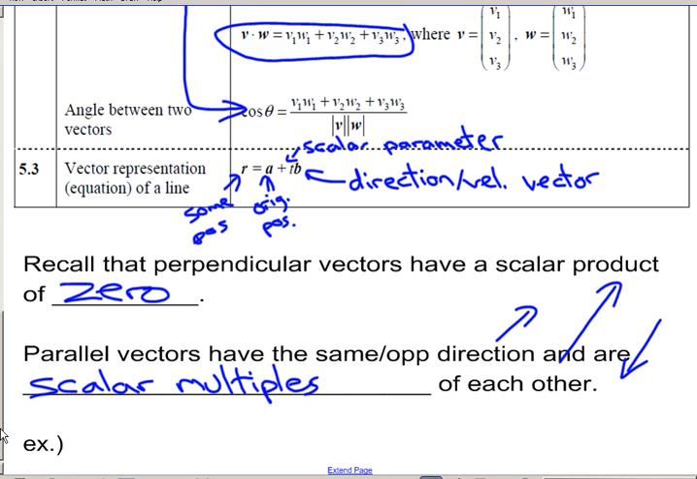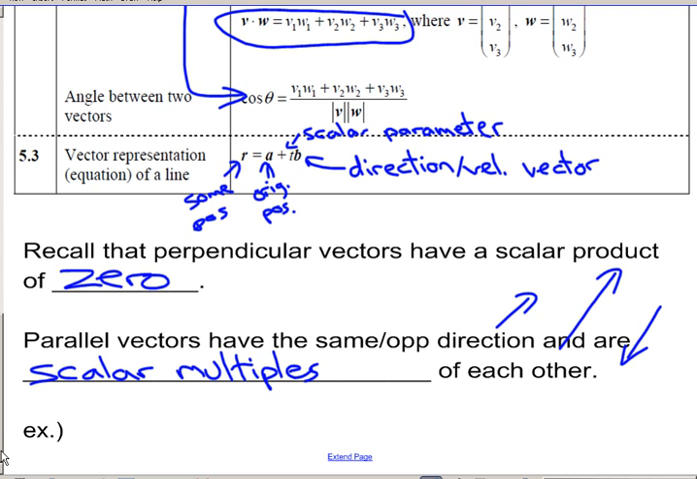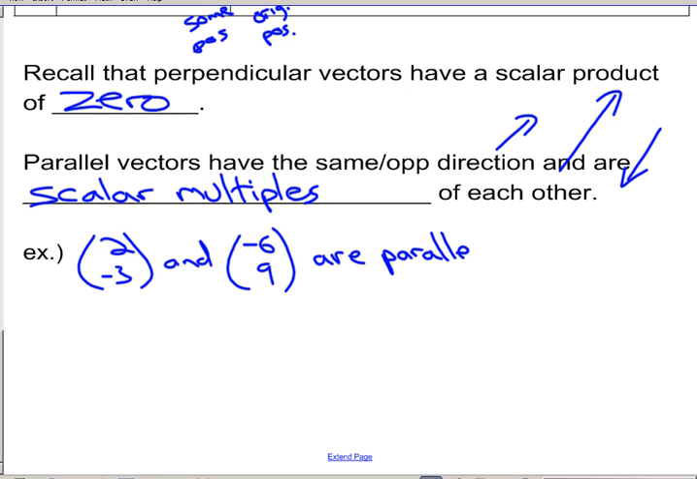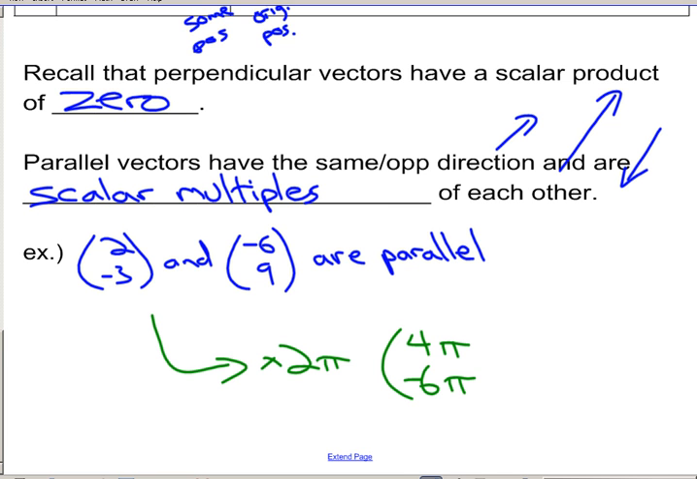So if I had, say, a vector of 2, -3, and I wanted to find something that's parallel to 2, -3, a vector that's parallel, I could just take 2, -3 and multiply it by something. Say, multiply it by -3. I get this. These are parallel vectors. Or if we had taken the original one and, say, multiplied it by 2 pi, you get 4 pi and -6 pi. Still parallel.